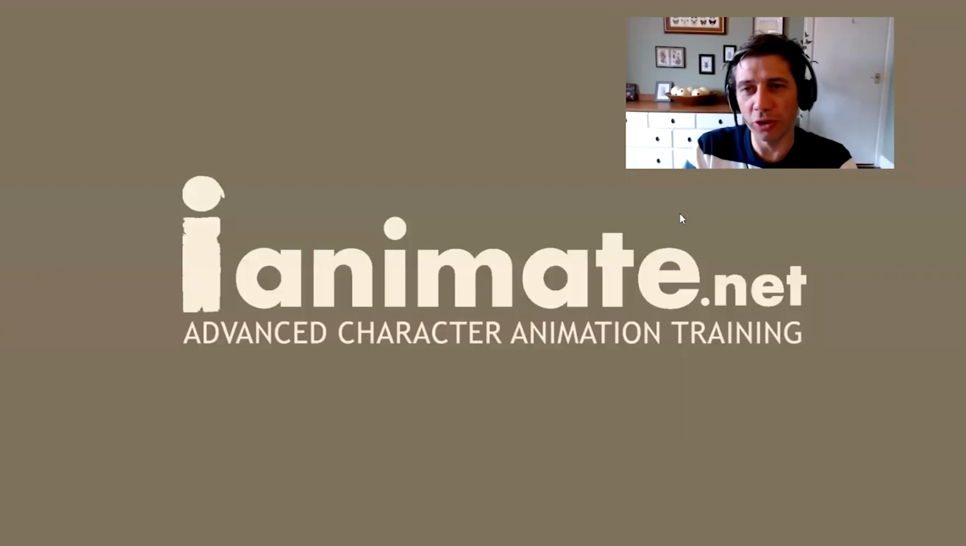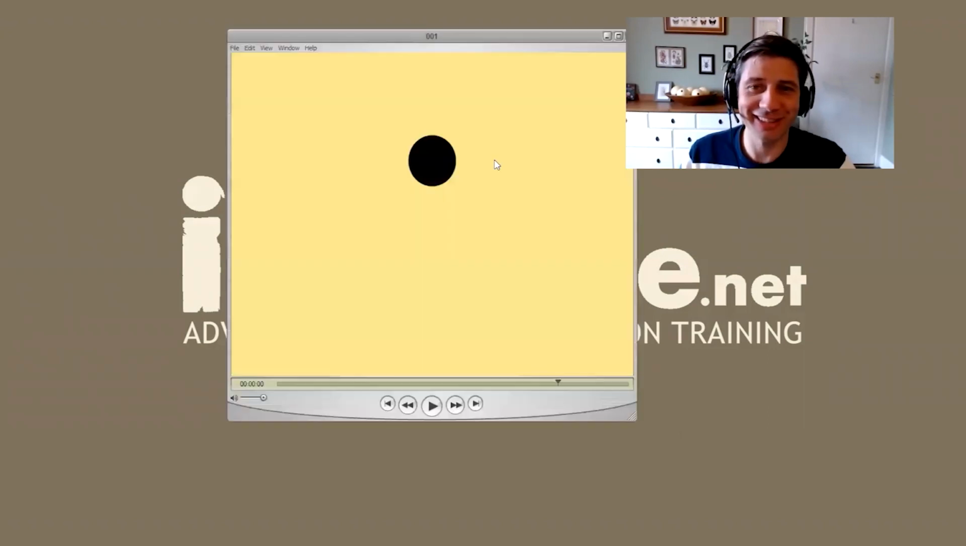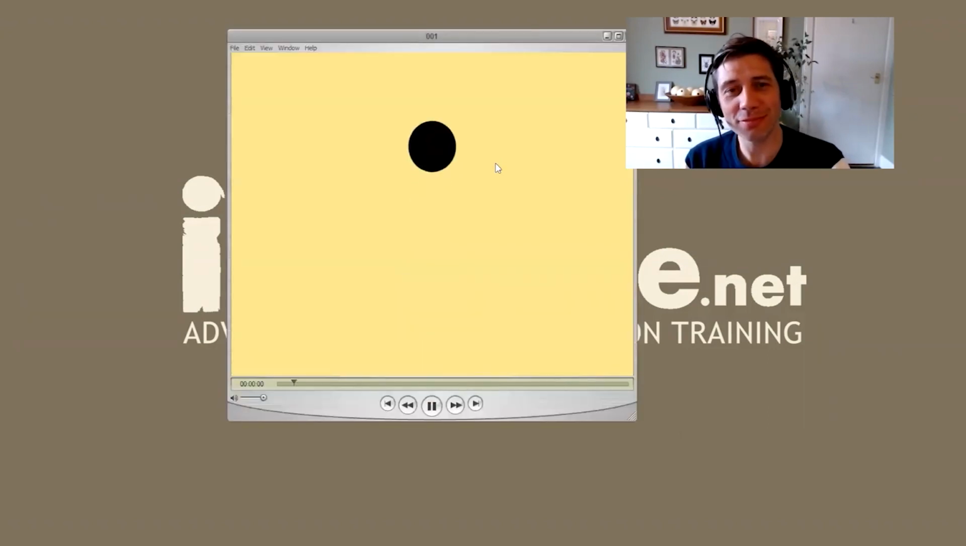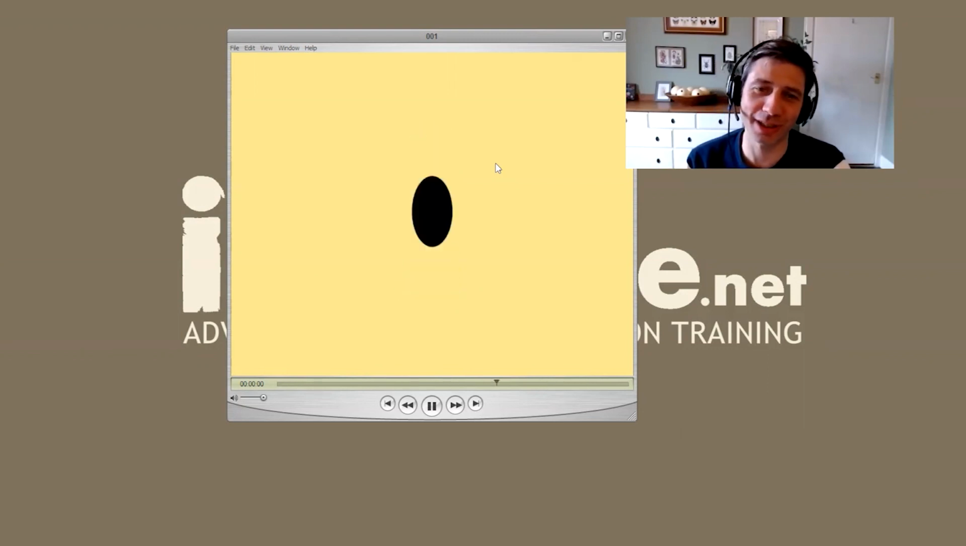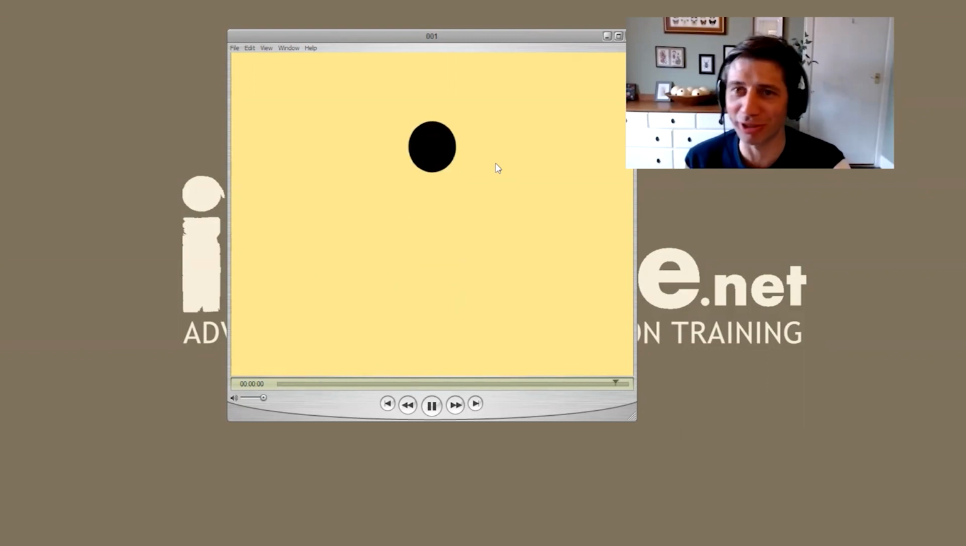Okay, for this part, we're going to go right back to the fundamentals of animation and look at some bouncing balls. The bouncing ball I think is really important to learn when you start animation, because it teaches so much about animation principles, really neatly within one exercise.